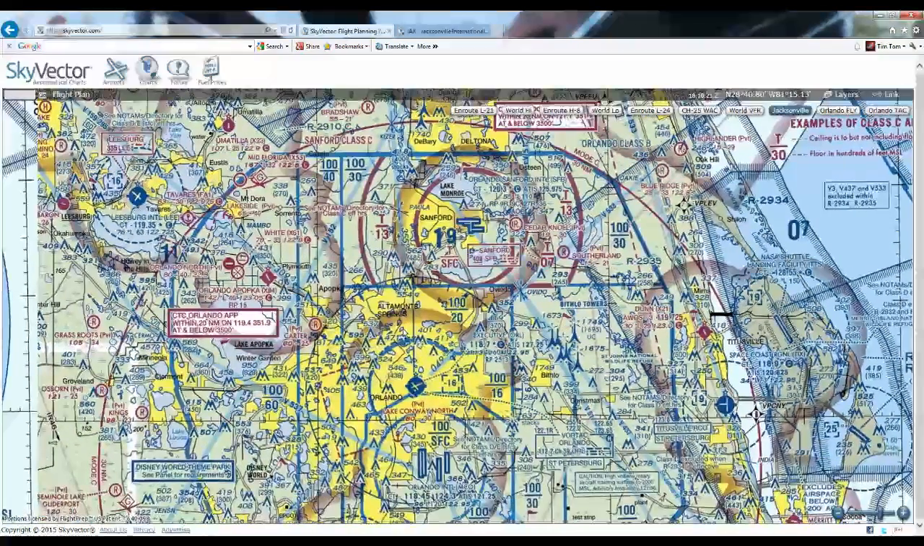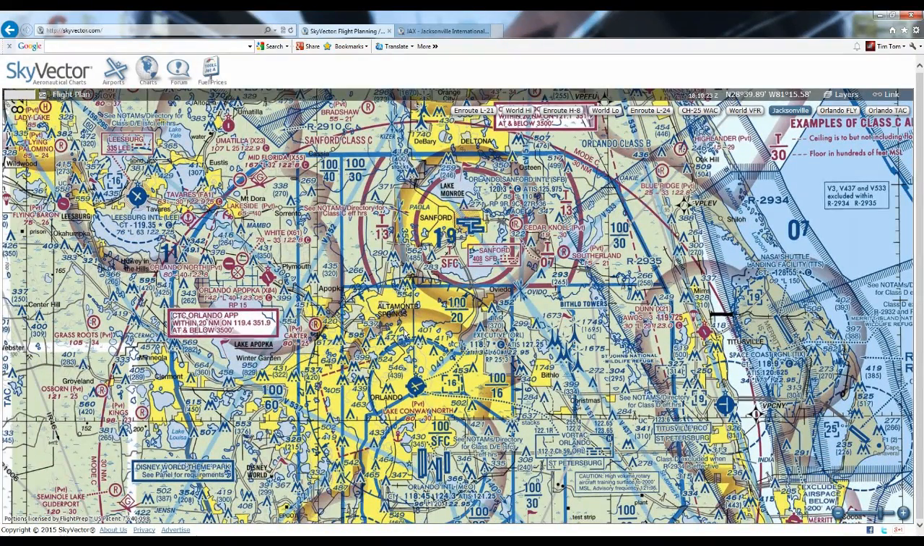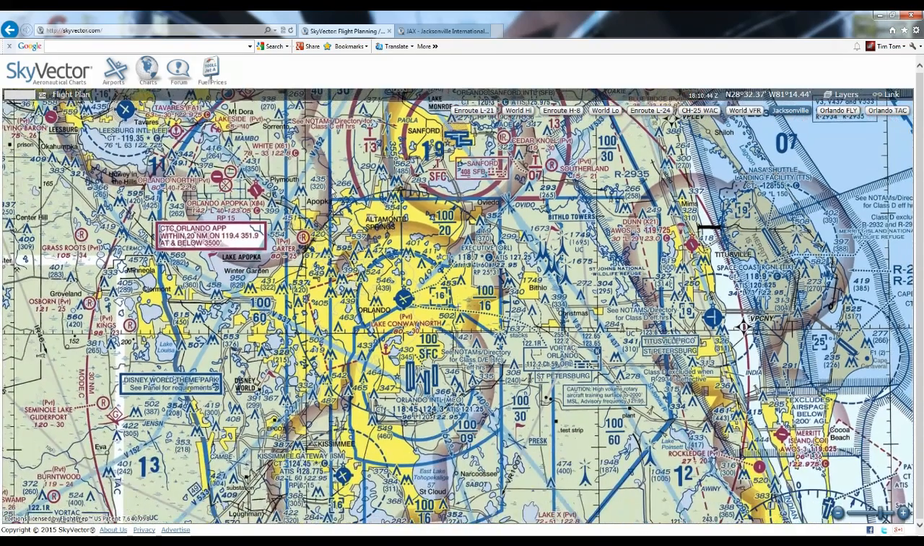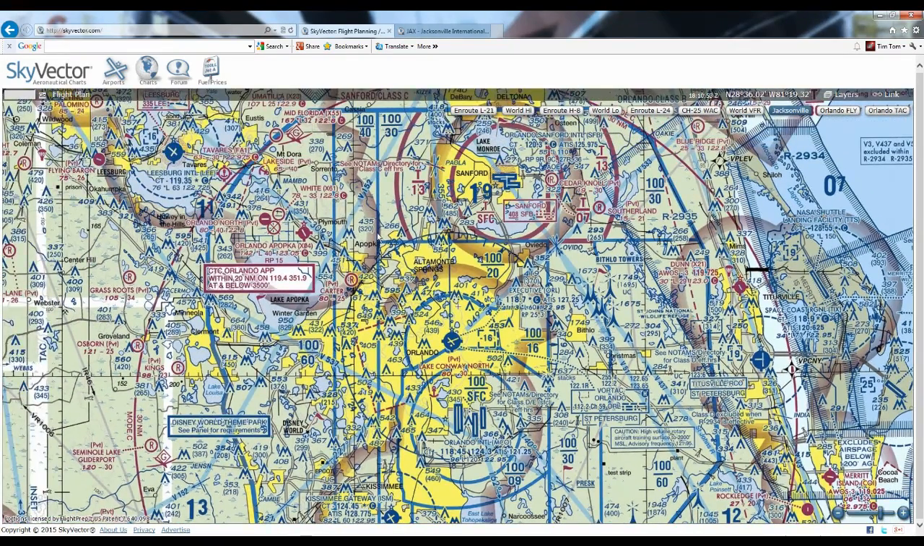Now, Class Bravo, we need to have a clearance. So to go through Class Bravo airspace, we have to have a clearance. The controller has to specifically say, cleared into the Class Bravo. So here we see the Orlando Class Bravo, and we know it's Class Bravo because it's thick blue lines that cover up everything, and it's really, really crazily depicted. And we see the central airport right here. So yeah, this is Orlando's Class Bravo.